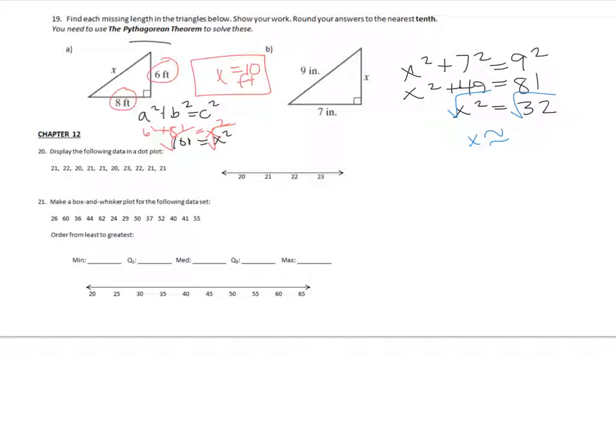So x is about, and now on your calculator, you need to do the square root of 32. And we're rounding to the nearest tenth. So the tenth means 1 decimal. So it's about 5.7 inches.